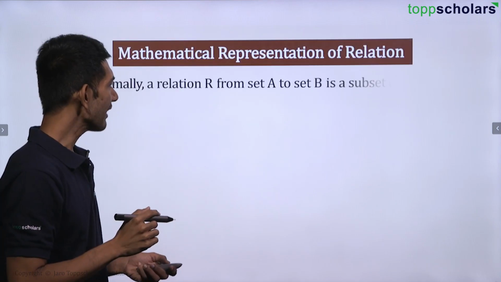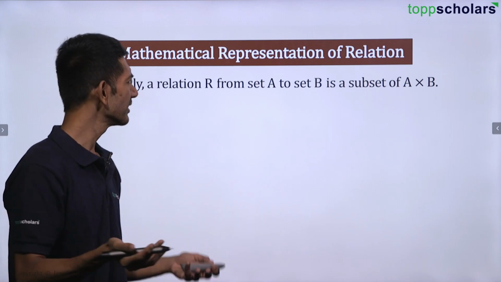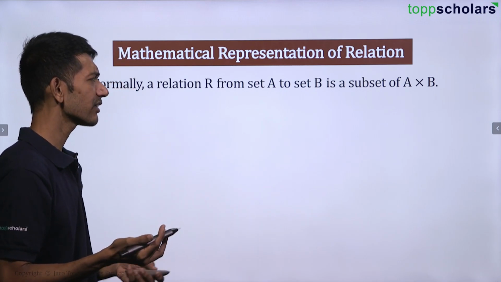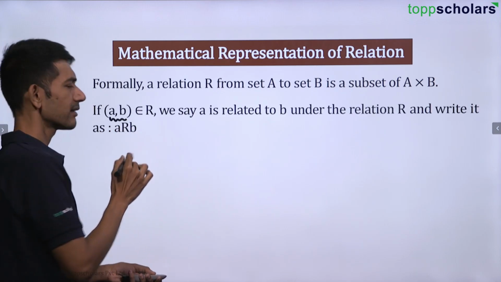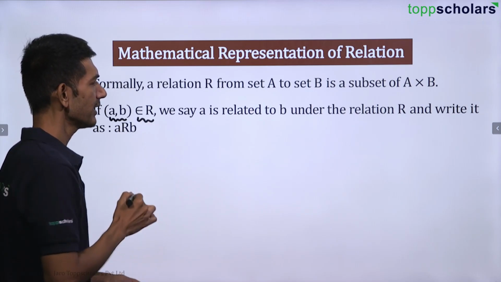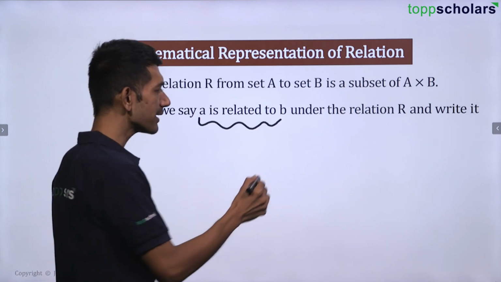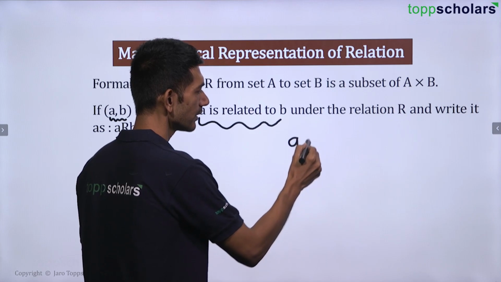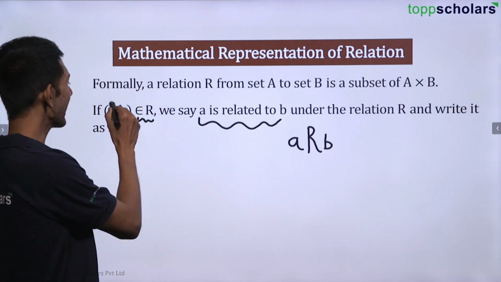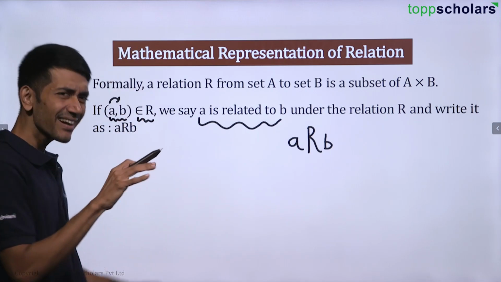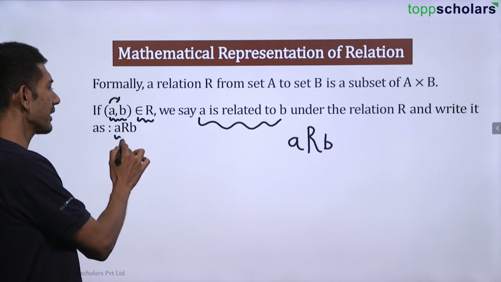Okay. Now let us have the mathematical representation. Formally, a relation R from set A to set B, we have already discussed this, is a subset of A cross B. Now, very important: if the ordered pair (a, b) belongs to R, then a is related to b. Mathematically, we write it as a R b, where R is the relation and a is related to b. So the first and second elements are related to each other in some way or the other. Okay, so a related to b, you can see here as well.